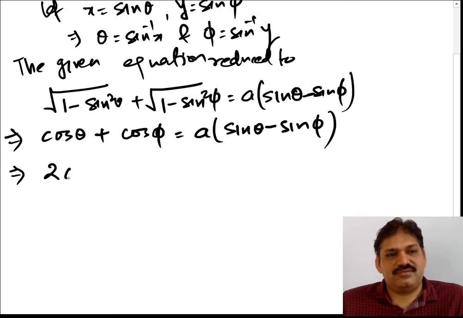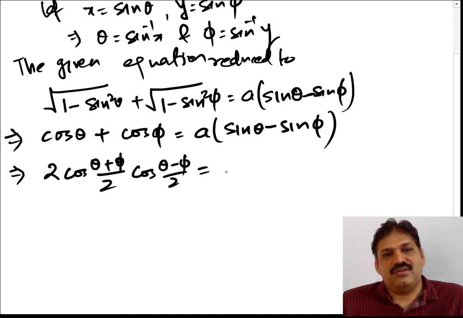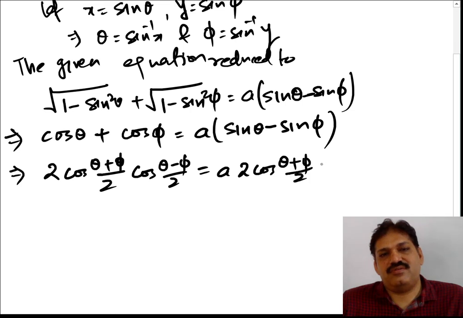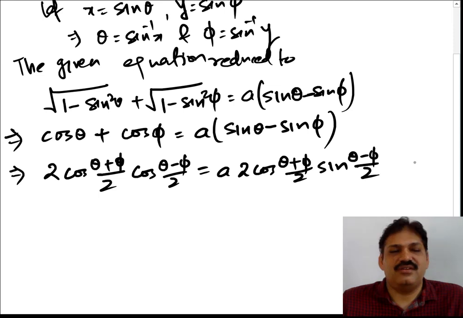This will give us 2 cos of c plus d by 2, that is theta plus phi by 2, cos of c minus d by 2, which means theta minus phi by 2. On the right hand side, sin c minus sin d will give me 2 cos of c plus d by 2, cos of theta plus phi by 2, into sin of c minus d by 2, sin of theta minus phi by 2.